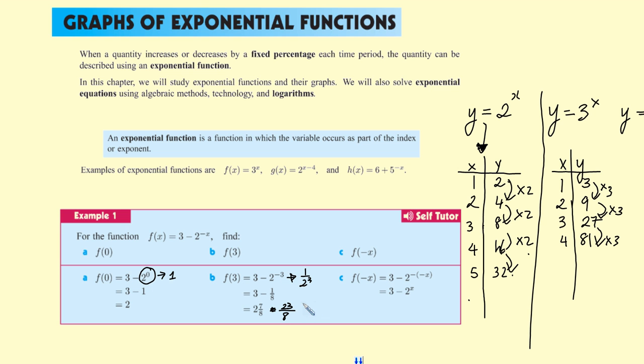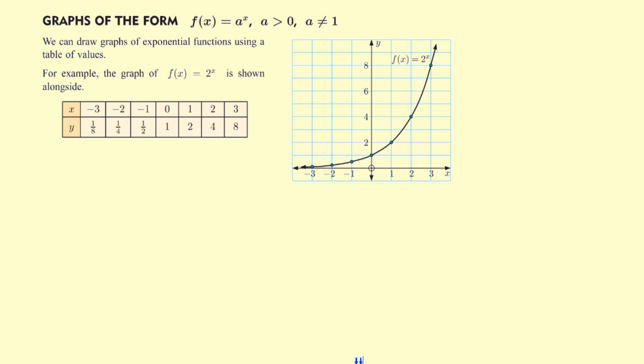And if we were looking at the very last example here, it would be f of negative x. So what are we doing? We are replacing x with negative x. So wherever there's an x, I replace it with negative x. Since the function is 3 minus 2 to the negative x, it becomes 2 to the negative negative x, and that becomes 3 minus 2 to the x. All right, so let's just start looking at the graph.